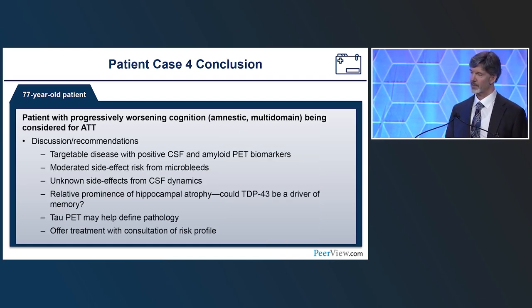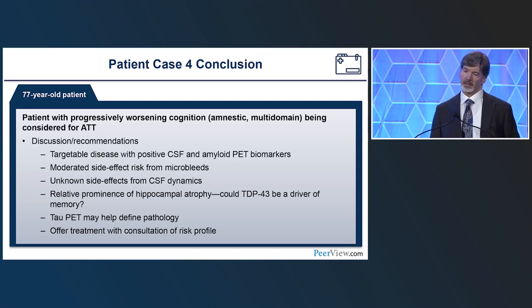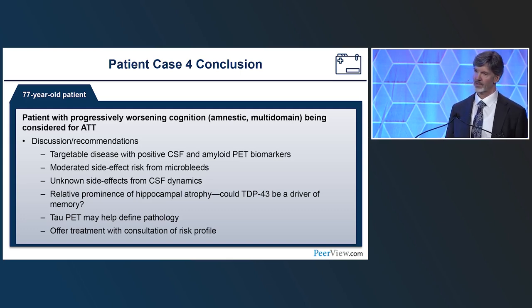So discussion on this particular patient: the patient has targetable disease with the positive tests, has a moderate side effect risk from some presence of microbleeds, but not exclusionary. We've got this side effect profile with CSF dynamic issues. What do you do about that?